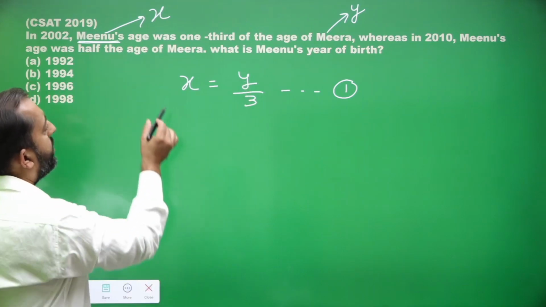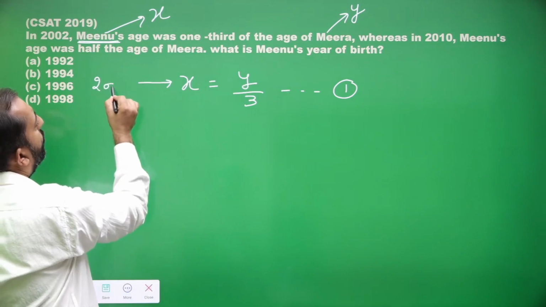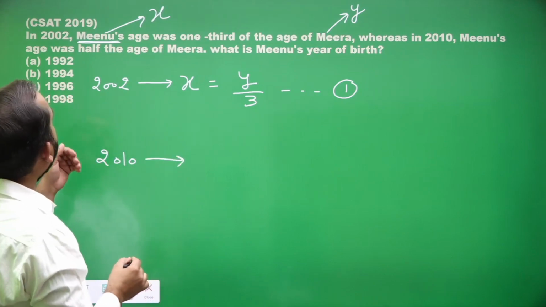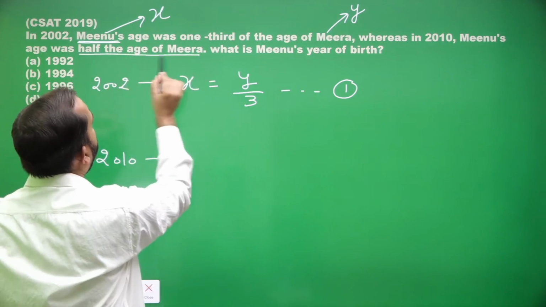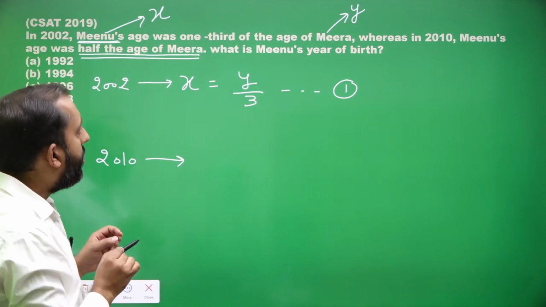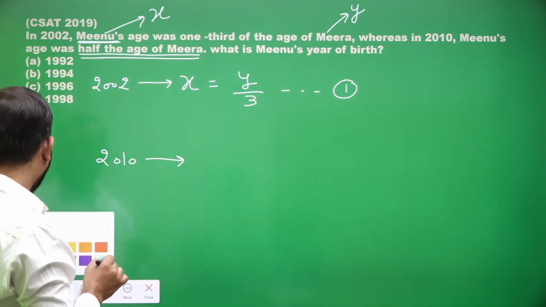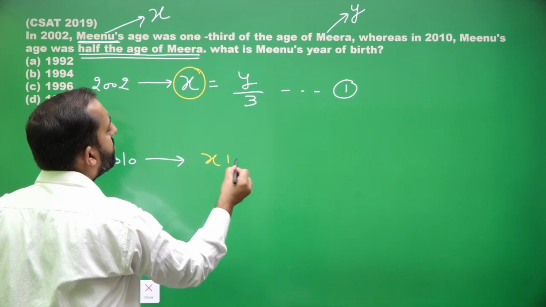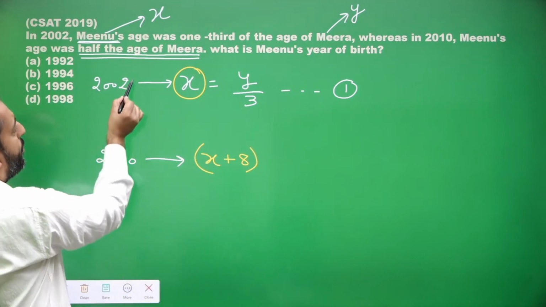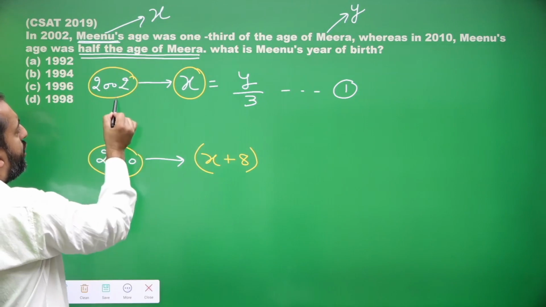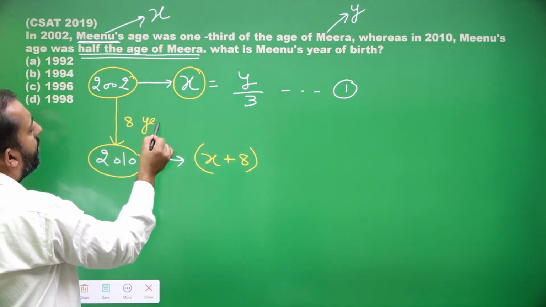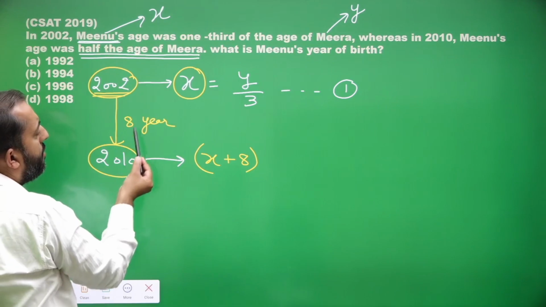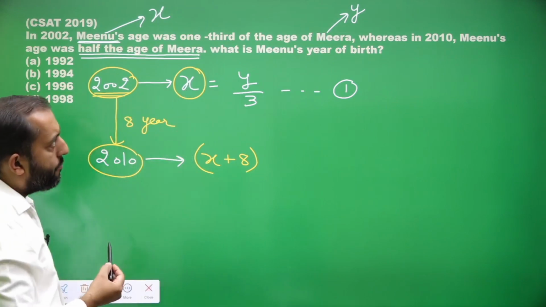Whereas in 2010, this was the scenario in 2002. Now in 2010, what happened? Minu's age was half the age of Mira. Now in 2010, Minu's age will be X plus 8. Why? Because from 2002 to 2010, the total gap is 8 years. So if in 2002, Minu's age was X, in 2010, Minu's age is going to be X plus 8.